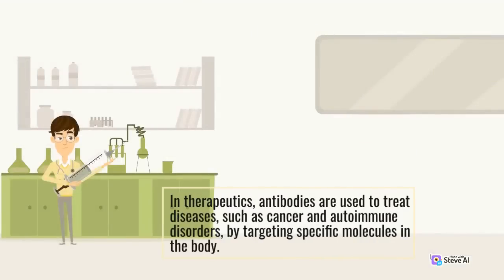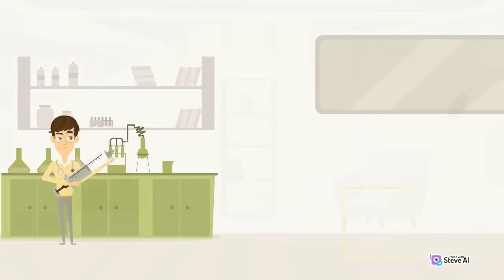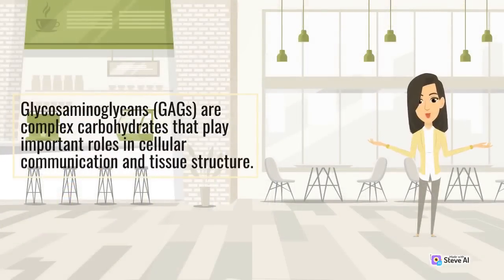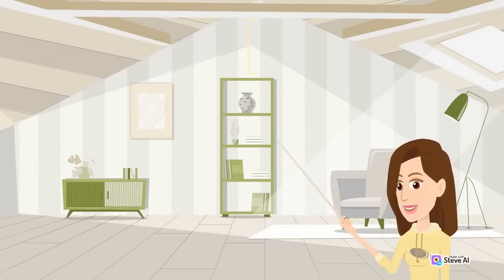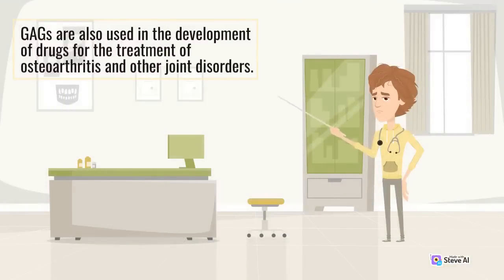In therapeutics, antibodies are used to treat diseases, such as cancer and autoimmune disorders, by targeting specific molecules in the body. Glycosaminoglycans, GAGs, are complex carbohydrates that play important roles in cellular communication and tissue structure. They are used in the production of medical devices, such as wound dressings and scaffolds for tissue engineering. GAGs are also used in the development of drugs for the treatment of osteoarthritis and other joint disorders.